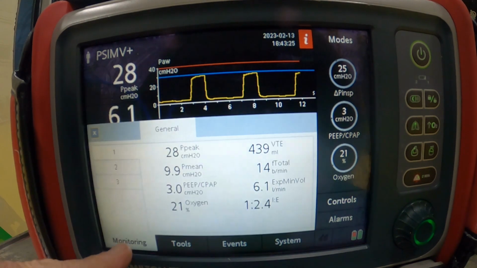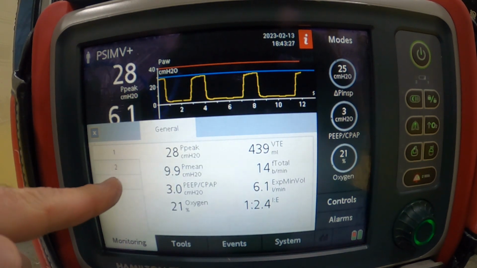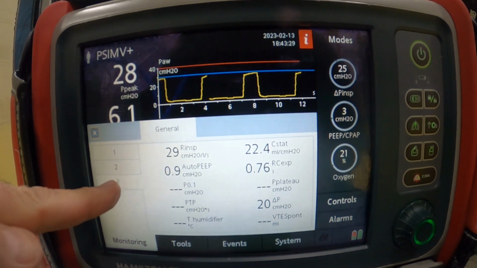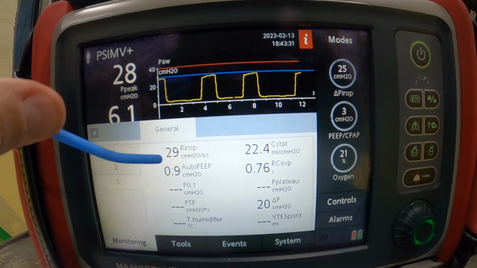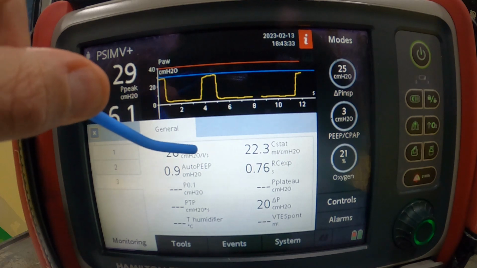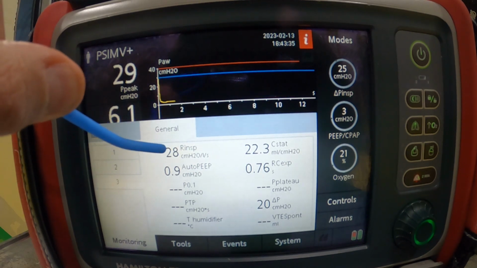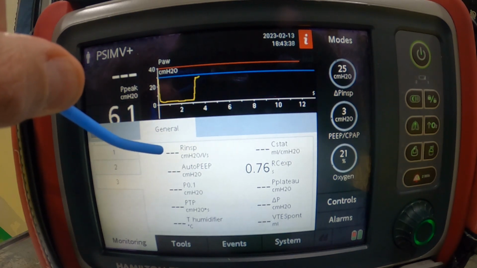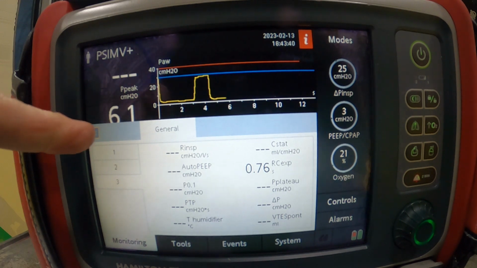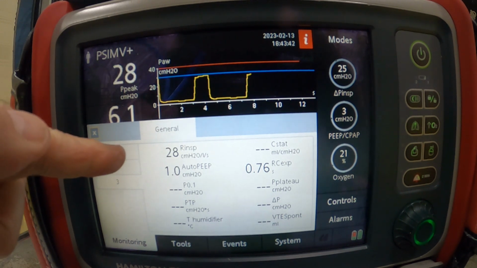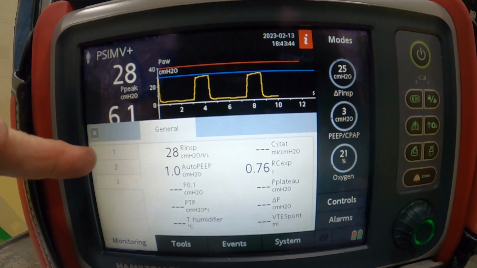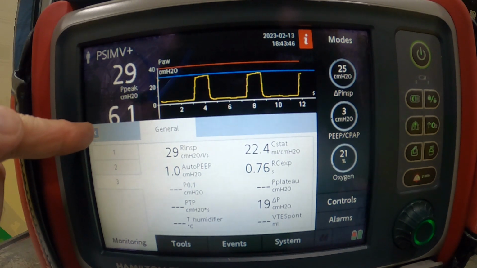So how do we tell that we're in obstructive? Remember, resistance to inspiration, RINSP. It's on the 3rd tab, so we're at 28. Remember, normal is 10 to 15. Anything above 15 is suggestive of an obstructive disease pathology.